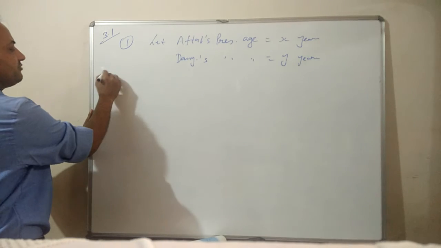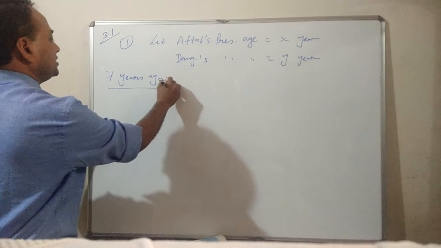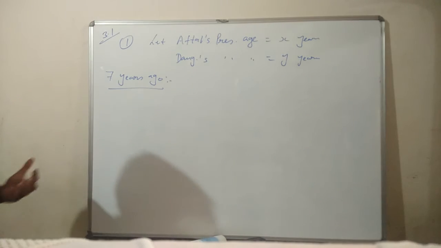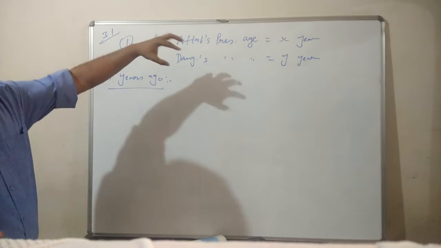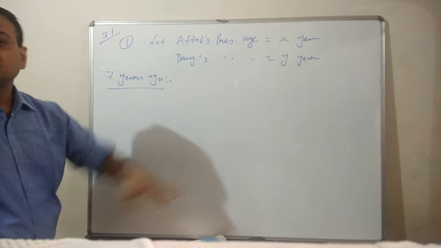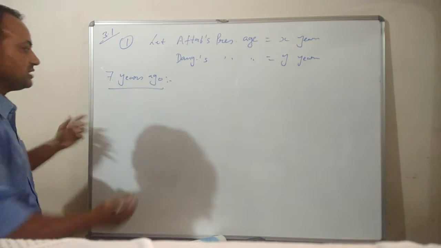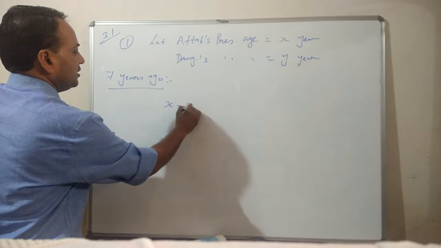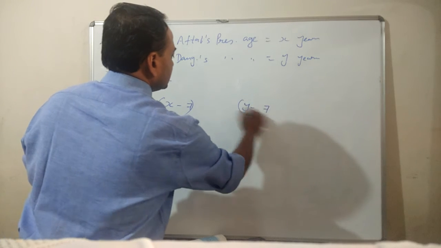Okay, now the first condition, 7 years ago. How we frame the equation, we are going to discuss, right? So there are two variables. Aftab is x years, present age, and the daughter is y years, present. But 7 years ago means both will be reduced by 7, right? Father is definitely x minus 7 and daughter also y minus 7.